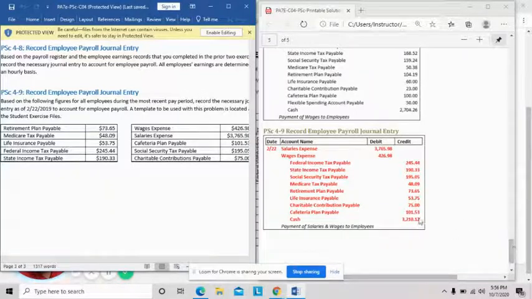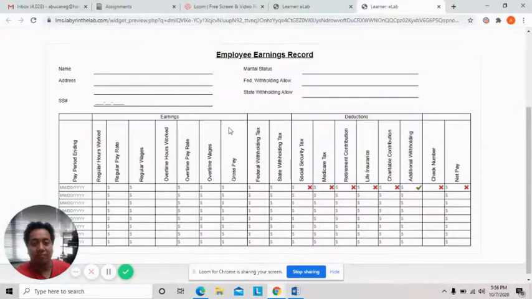So, well, that concludes all the items that should be covered for chapter 4, practice set A. Practice set C is very similar.